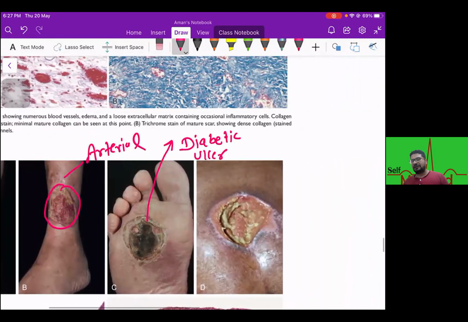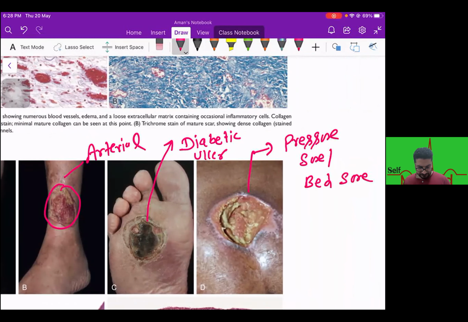Sometimes, whenever you are lying in the bed, for example, a patient who is hospitalized, a person having paraplegia of the limbs who cannot walk and is just lying in the bed, he can develop a bed sore. We also call this a pressure sore. You call this a pressure sore or bed sore, right?